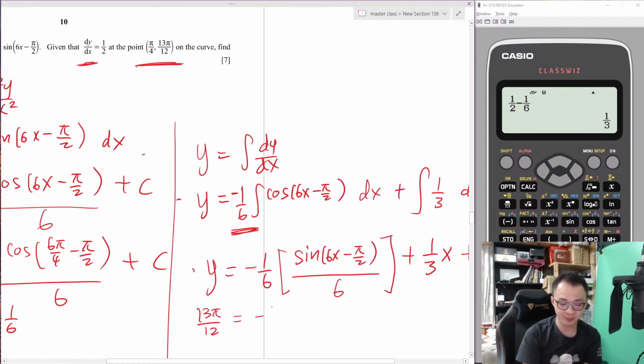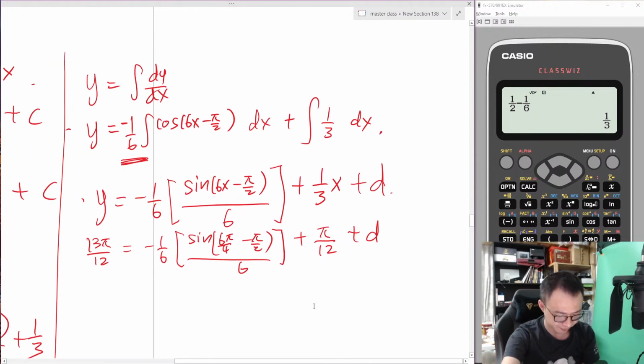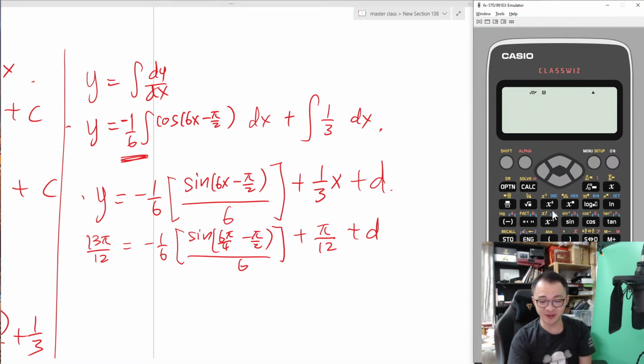Alright, so here I will just do sine of (6 pi over 4 minus pi over 2) divided by 6, plus pi over 4, right? So pi over 12 plus d. After you multiply in, you use 1 over 3 multiply pi over 4. So here the only thing I want to solve first is the complicated sine thing. So sine 6 pi over 4 minus pi over 2.